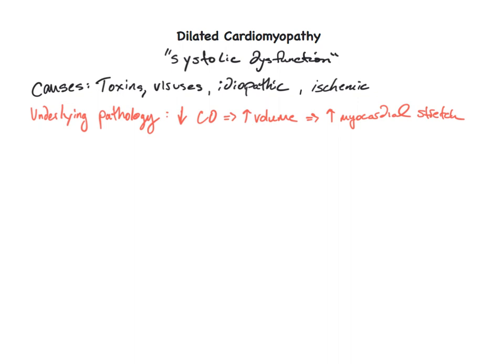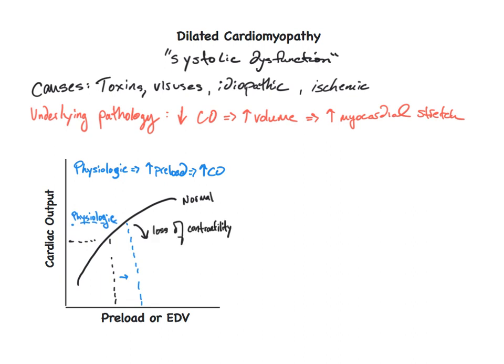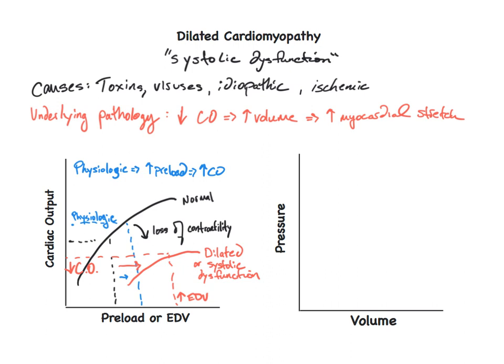We previously looked at preload and cardiac output on the Frank-Starling curve. We saw that as the preload increased, we had an increase in cardiac output. However, in a dilated cardiomyopathy, we lose the contractility of the myocardium. So we still have the increased preload, but we have the loss in cardiac output that accompanies the decrease in contractility. Let's compare the two systems as a before and after.